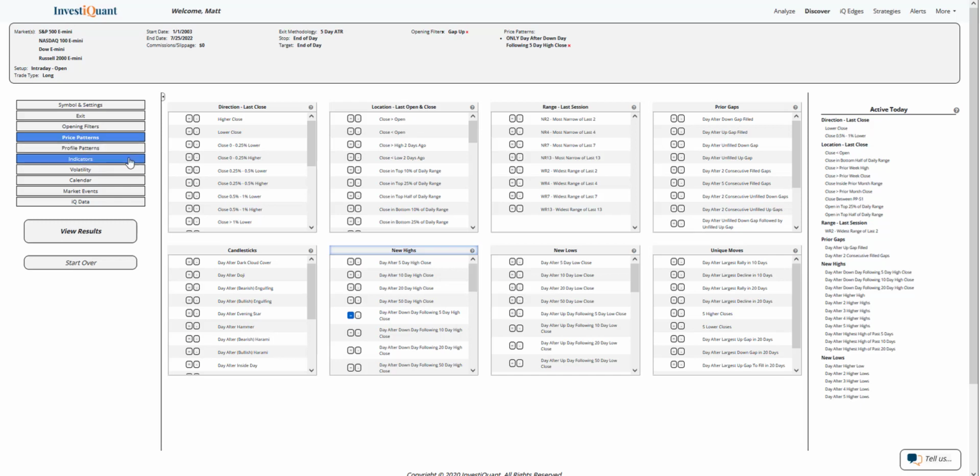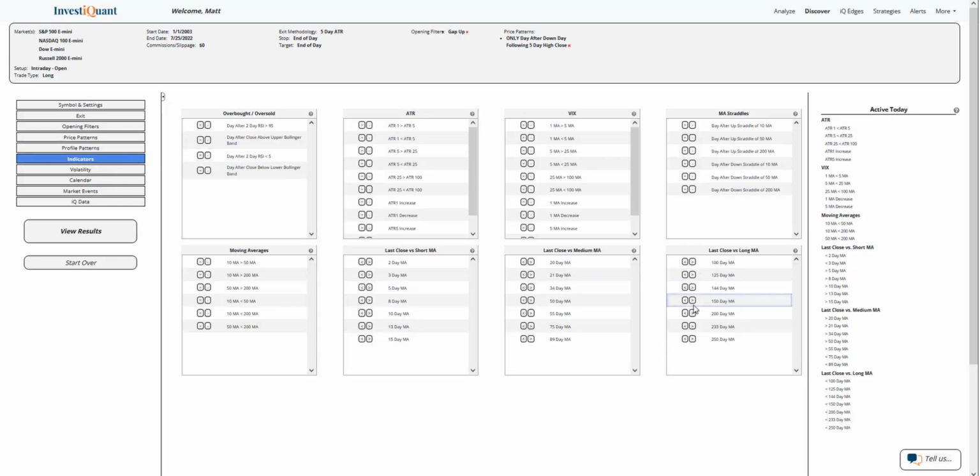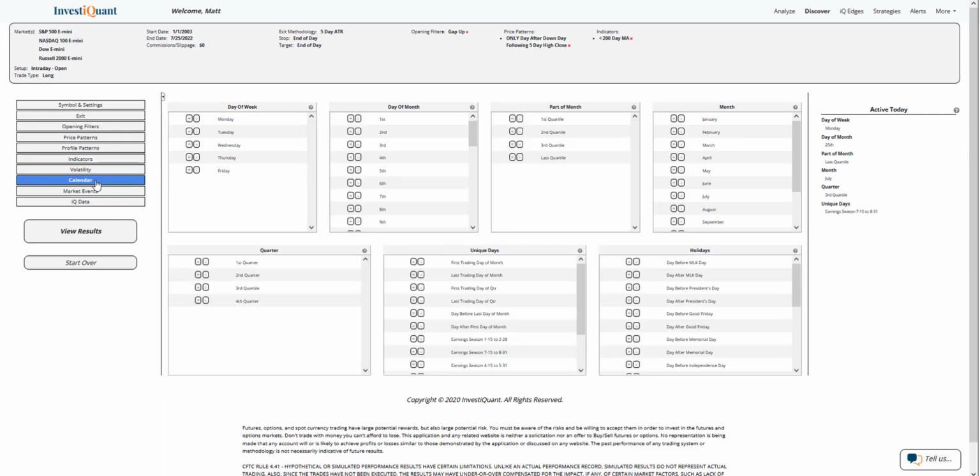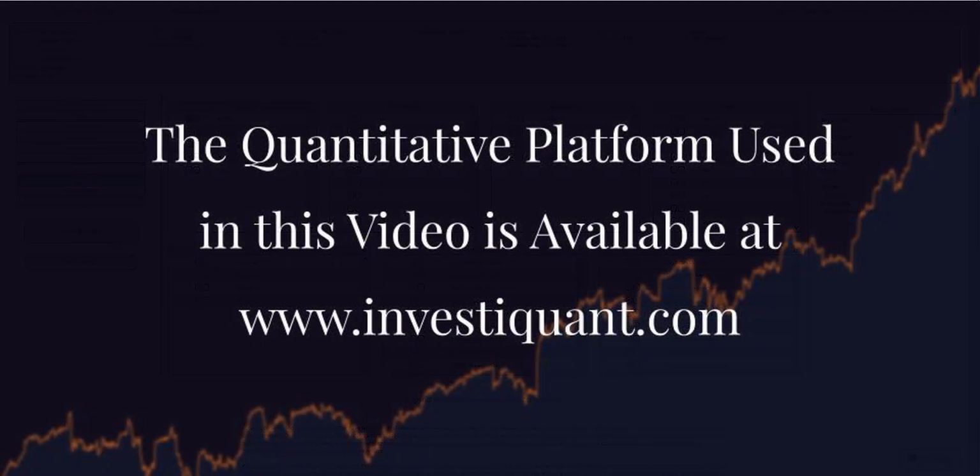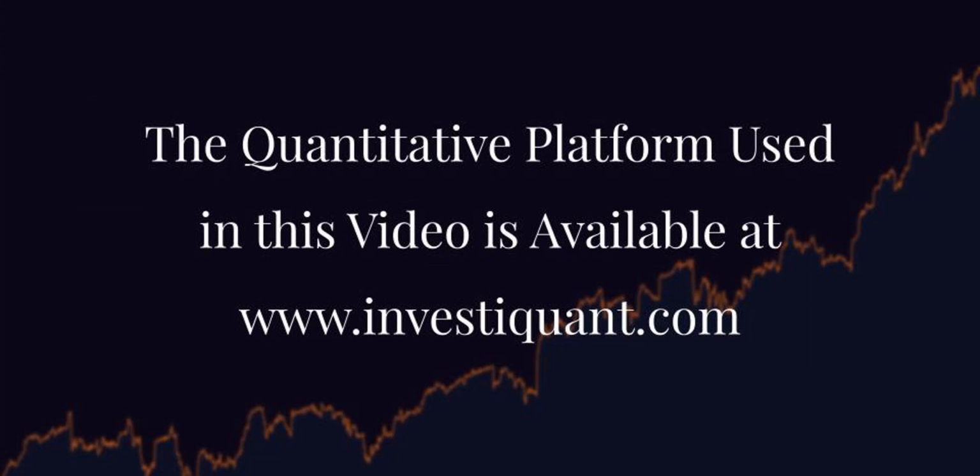Next thing I'm going to do is go to the indicators library. I'm going to say that we closed below a 200-day simple moving average. And then lastly, I'm going to go to the calendar library, and I'm going to say that today is Monday. That way we can have that 5-day high close being on a Friday. So you get a strong week that closes down a little bit on Friday, followed by an up gap on Monday. All right, now I can click View Results.